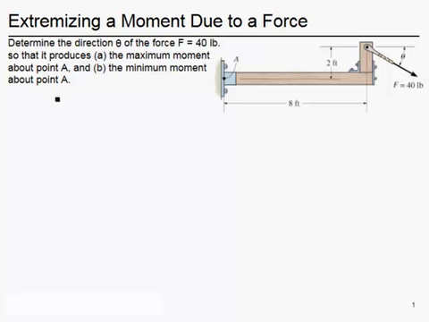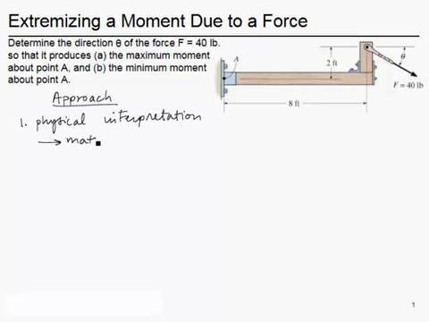Let's go ahead and write an approach for this. So step one is going to be to consider the physical interpretation. And in particular, we're going to think about some mathematical tools which will help us connect the math to the physics. Second thing we're going to do is do a cross-product type calculation, and we're going to do that in a fairly generic way.